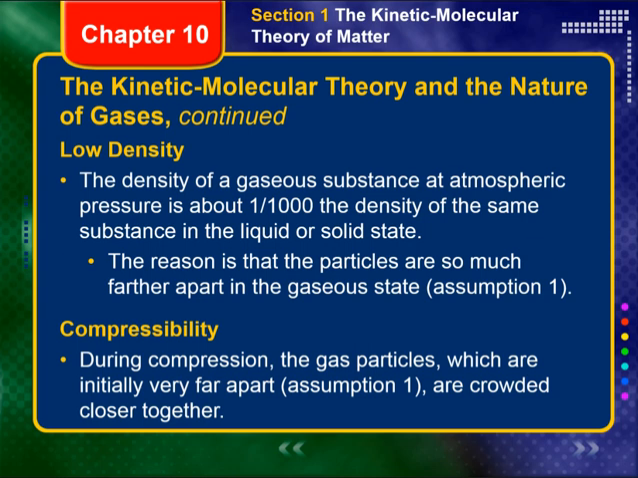Next characteristic, low density. The density of a gaseous substance at atmospheric pressure is about 1/1000th of the density of that same substance in the liquid or solid state. The reason is that the particles are so much farther apart in the gaseous state. Remember assumption 1. They're very, very far apart from one another relative to their size. Because of the low density, because of their expansion, they have the capacity for compression. During compression, the gas particles, which are initially very far apart, again, assumption 1, are crowded back together.